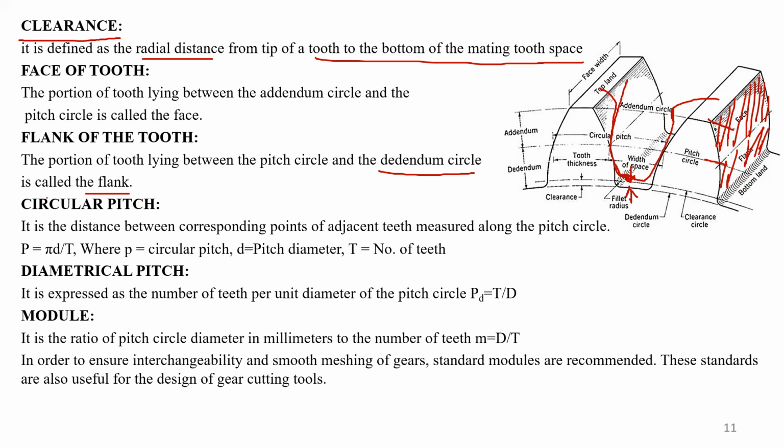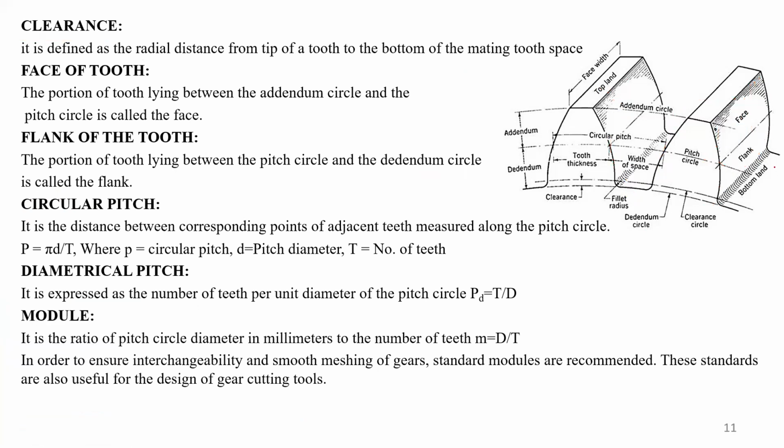And then we need to define circular pitch. A very important terminology is circular pitch. Circular pitch is the arc length cut by the two similar successive involutes on the pitch circle. It is the distance between the corresponding points of adjacent teeth measured along the pitch circle, called the circular pitch.